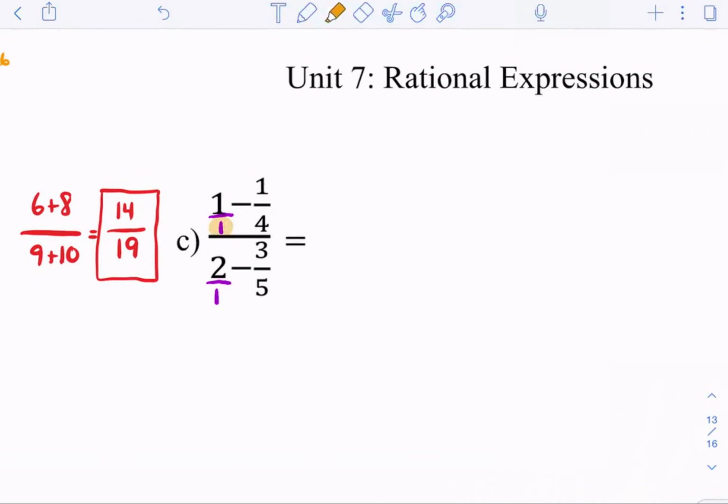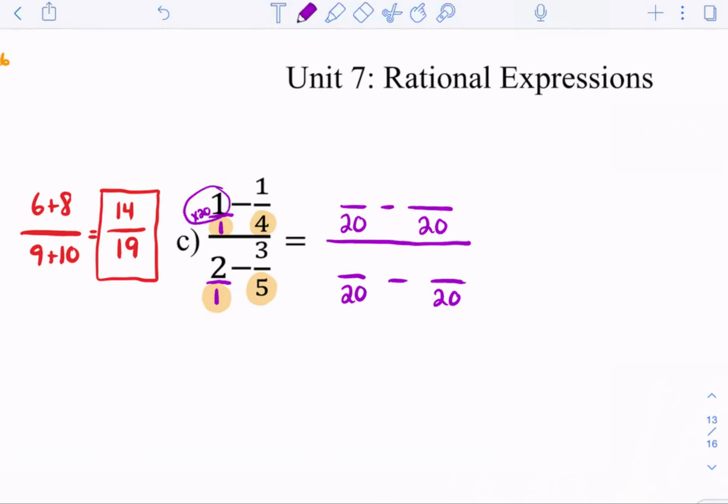So now I have to find the least common denominator between all 4 of these numbers. The least common denominator, the least common multiple between 1, 4, and 5 is 20. So for here, we had to multiply by 20. Here I had to multiply by 5. Here I had to multiply by 20. And here I had to multiply by 4.